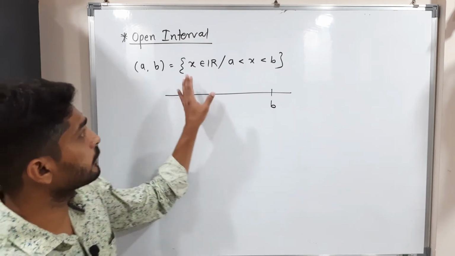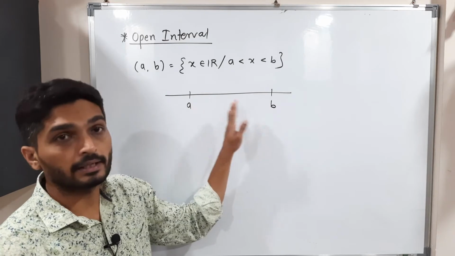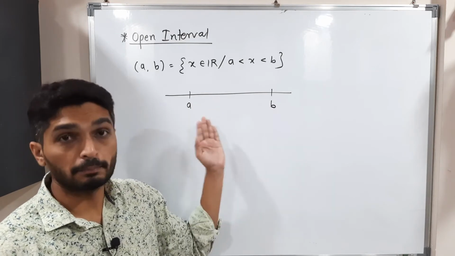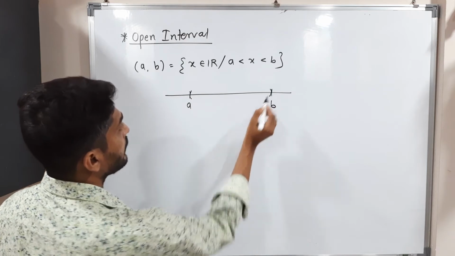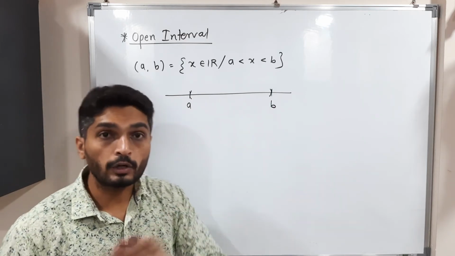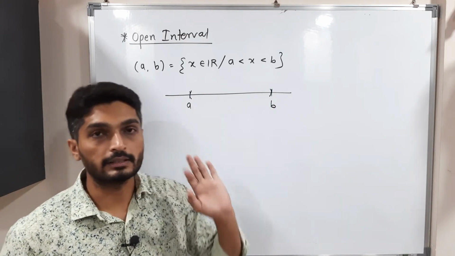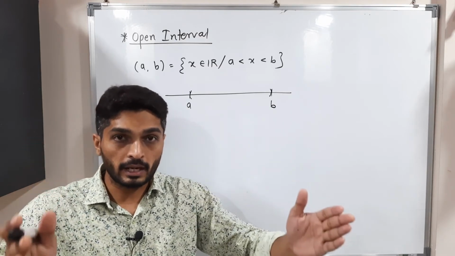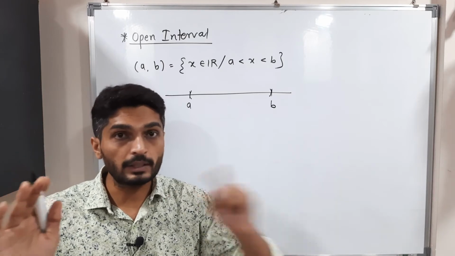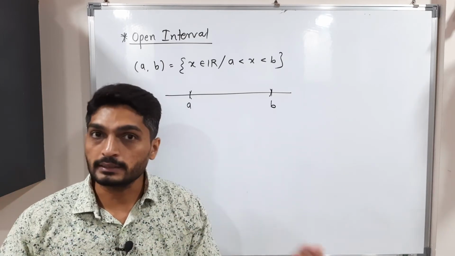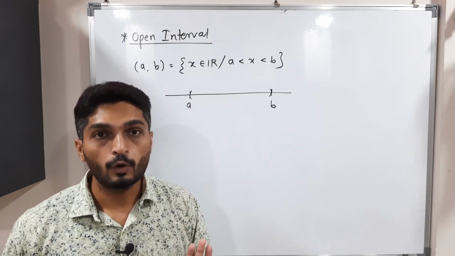So this is the set of all numbers which are greater than a but less than b. That means numbers between a and b. But a and b are not members of this set. This is very important. That means a and b are excluded. We consider points which lie between a and b, but we do not consider a and b. So this is called an open interval.